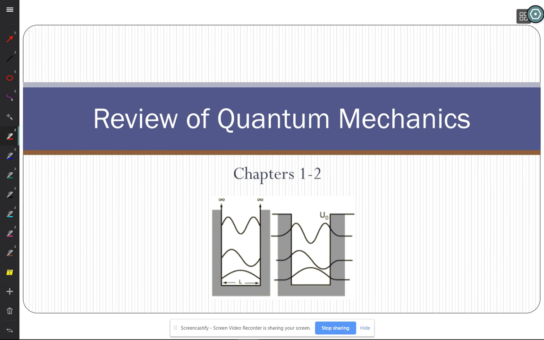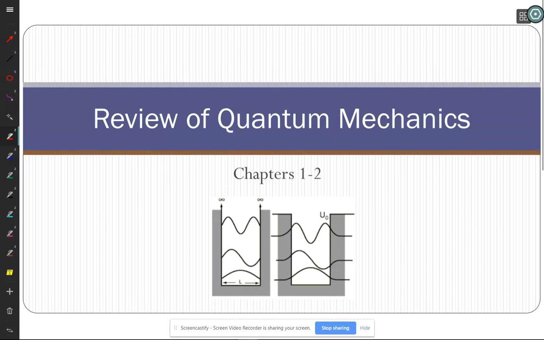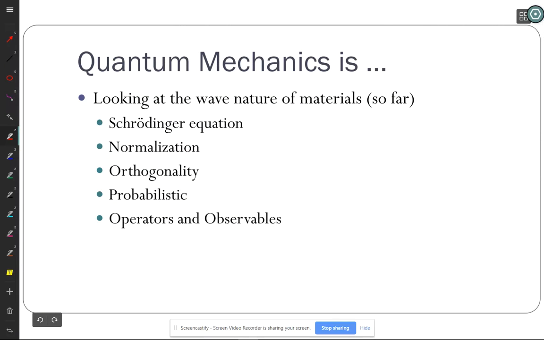We're going to review today what you need to know for the exam. This will be covering primarily chapter 2, but we can't forget what we learned in chapter 1. What we've learned so far is that in quantum mechanics, we're looking at the wave nature of materials, and generally that's going to be dealing with small things.